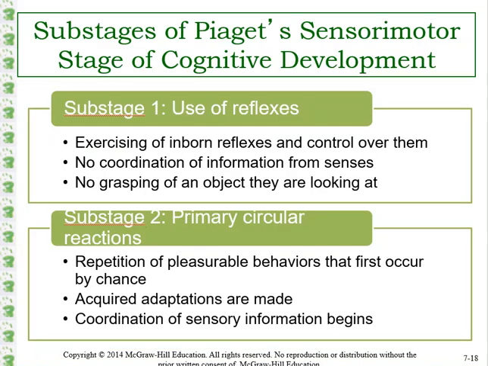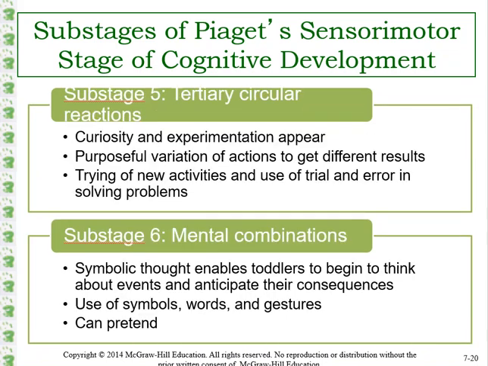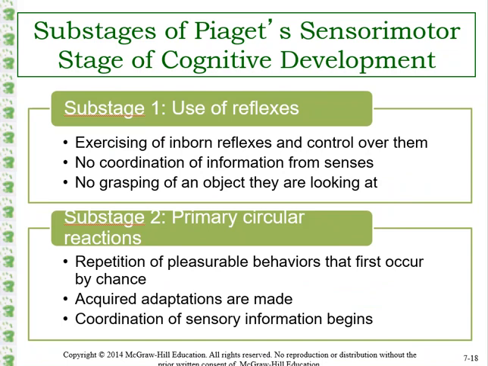So when it comes to Piaget's sensorimotor stage for infants up to 2 years old, there are 6 different substages that we're going to be talking about. We'll go ahead and start with the first one. With the first substage, you have the use of reflexes.